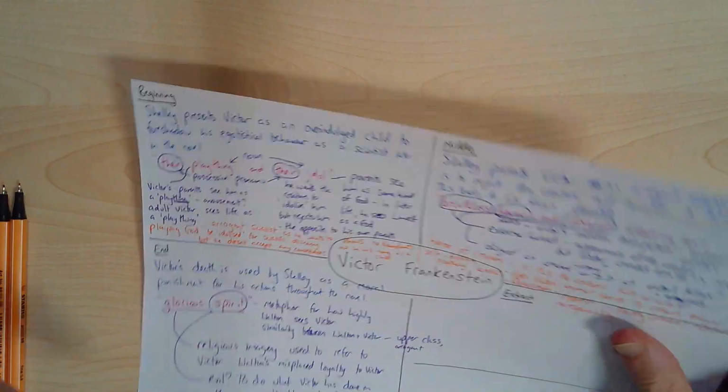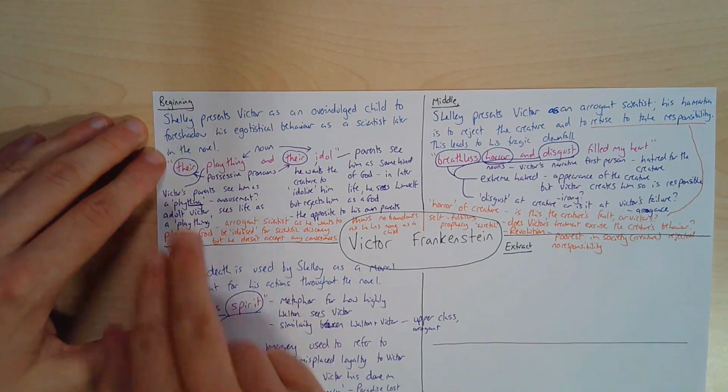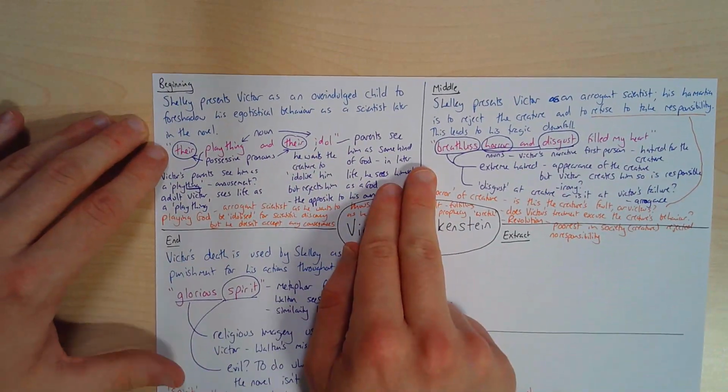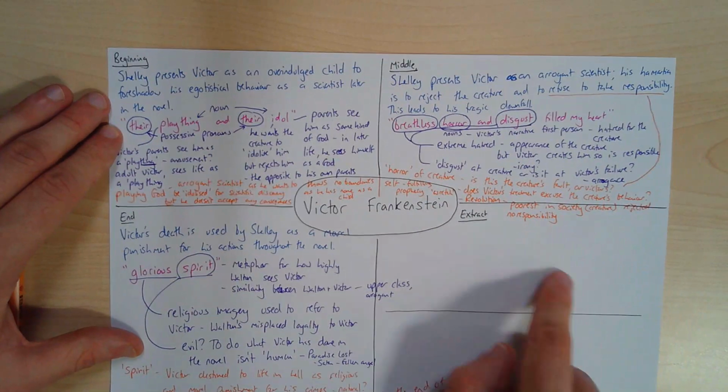Okay, what's at the beginning of Frankenstein? This is the beginning of Frankenstein. Why is it there? What does Mary Shelley do? How does she do it? Why does she do it? Linking in those wider ideas as well. One, two, three, and then give yourself an extract to do as well.